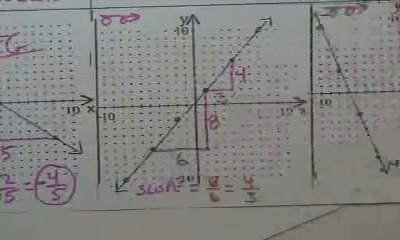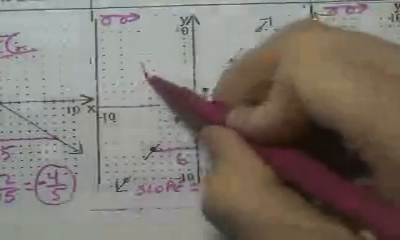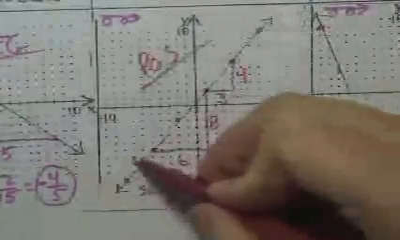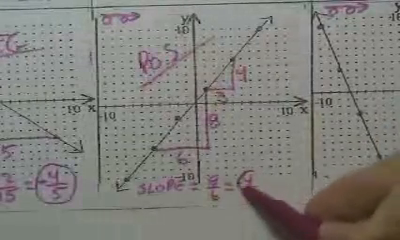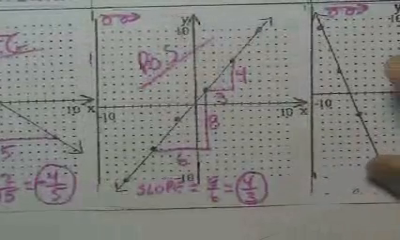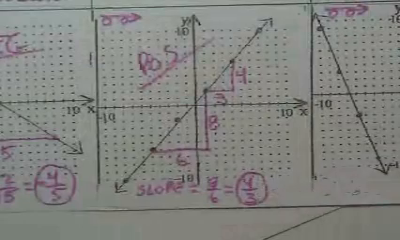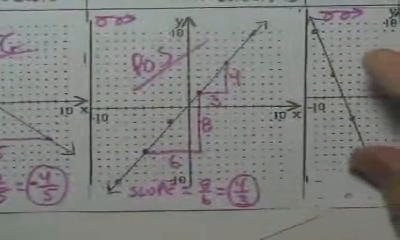Is that a positive slope or a negative? That's positive because it's going uphill, right? If you drop the skateboard, it'd have to go uphill. So it's positive 4 over 3. And again, leave it as a fraction. Don't make it a mixed number. Okay, the last one.